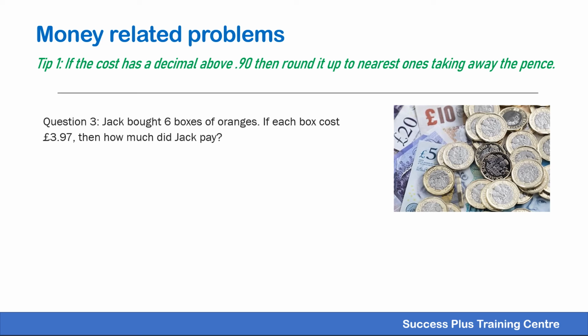And our final question is question number 3. Jack bought 6 boxes of oranges. If each box costs £3.97, then how much did Jack pay? Pause the video and have a go. To find the total value that Jack paid, we need to times 3.97 by 6. We replace 3.97 by 4 take away 0.03, between two brackets times by 6. This also equals 24 take away 0.18, which equals 23.82, £23.82.